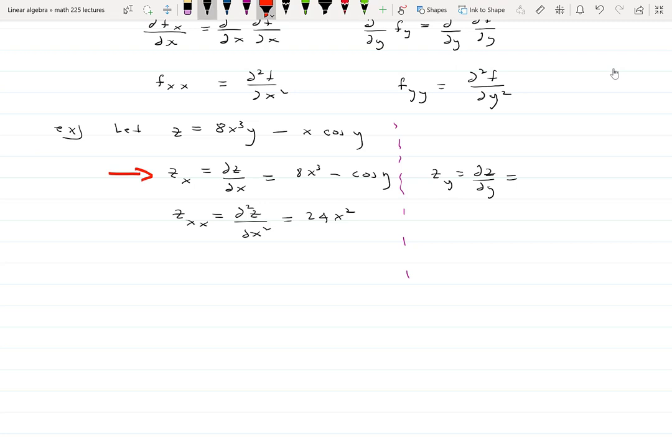So let's back up a little bit. And I think our second partial with respect to x is going to be wrong too. Okay, so let's look at this again. The partial derivative of z with respect to x holds y constant. So y is held constant. So the derivative of 8x cubed with respect to x is 24x squared.